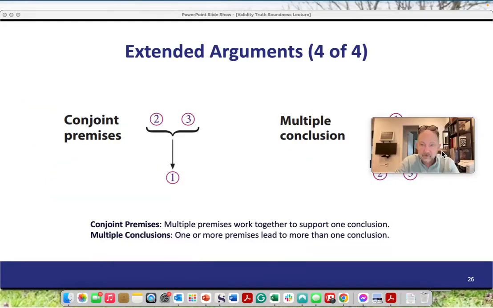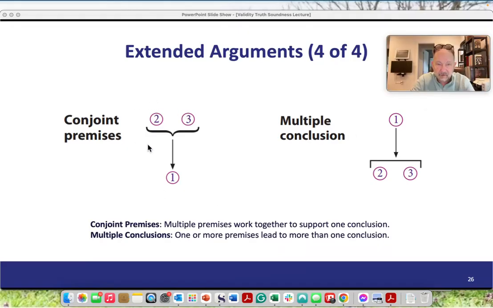So in this case, you see that these are conjoined. If you remove that, then this doesn't work. You have to have both of these to come to this conclusion. You make this premise, and you can actually extend it to two different conclusions. It's two arguments, right? It's not one argument with two conclusions. It can't be. There are two arguments here.